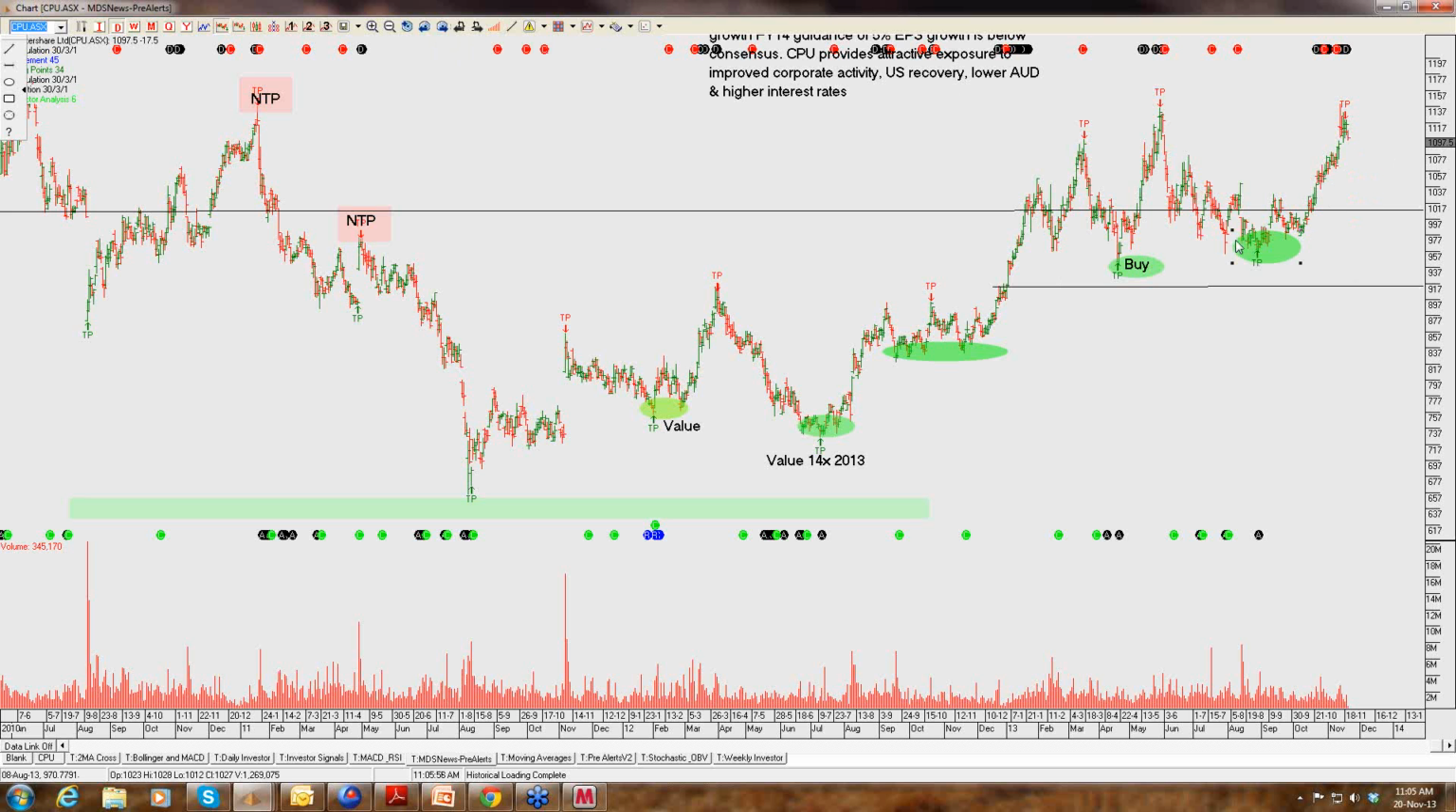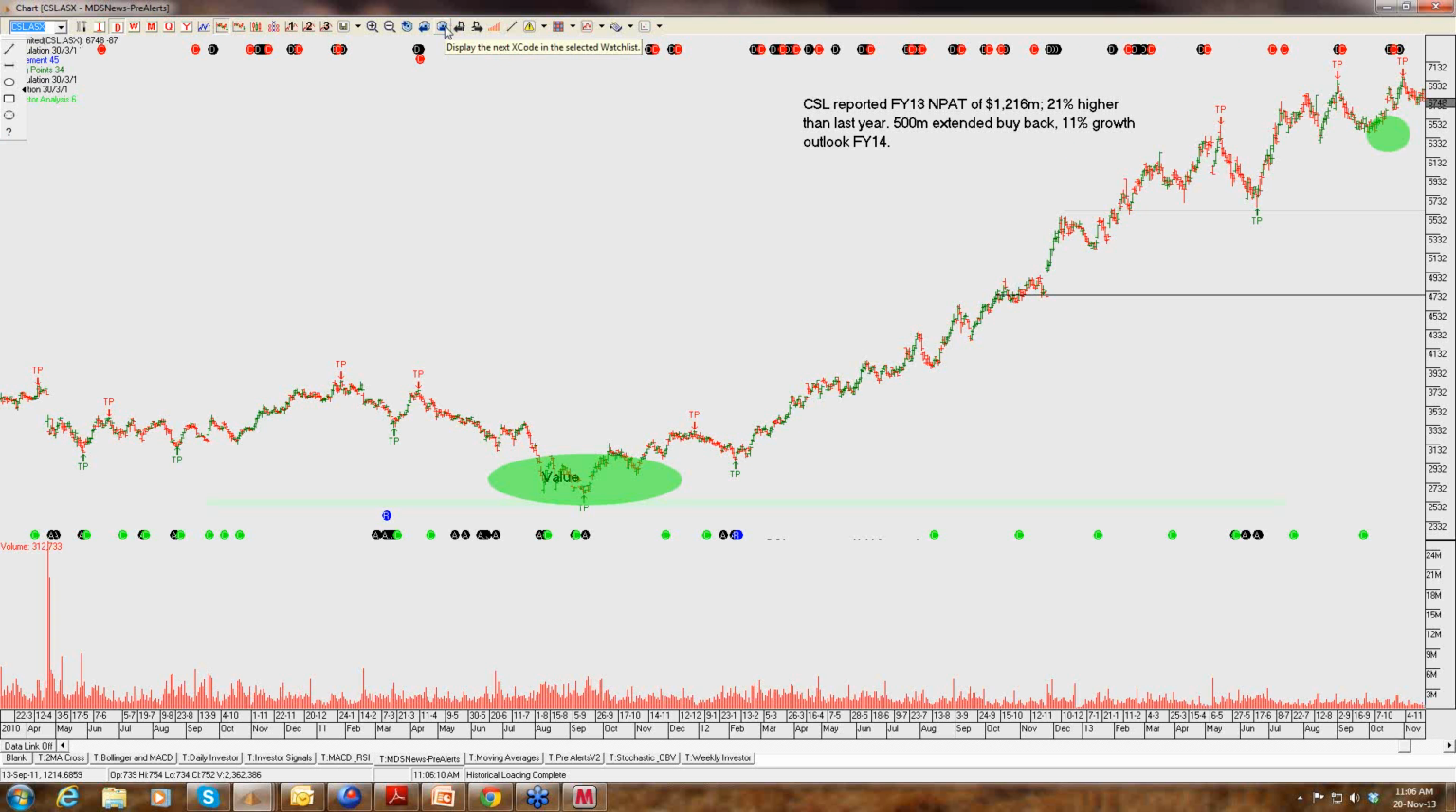It should move sideways. We're owning the stock at lower levels, selling the covered calls, getting around a 10% cash flow out of Computershare on an annualised basis, and having the opportunity to deliver some capital growth there.